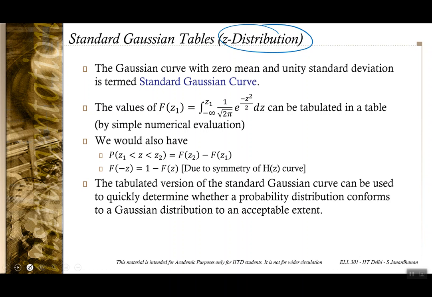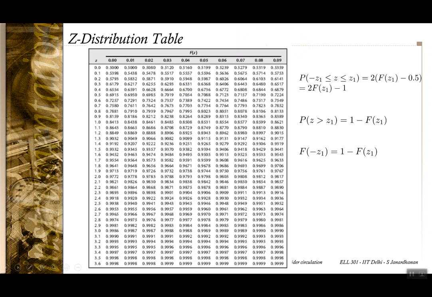Okay, so this is the typical table of a Gaussian distribution. We can say that the probability of something being between minus z1 and z1 is given by this expression. And the probability of something greater than z1 is the same as the probability of something less than minus z1, which is given by 1 minus f of z1. So these simple rules can be recalled.